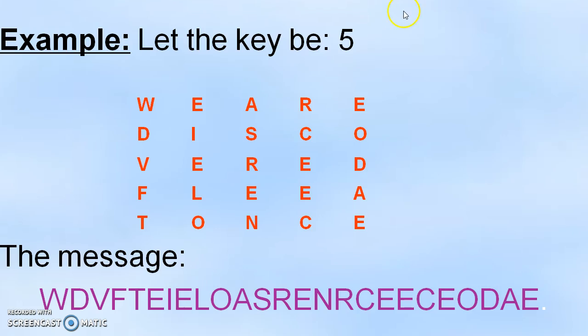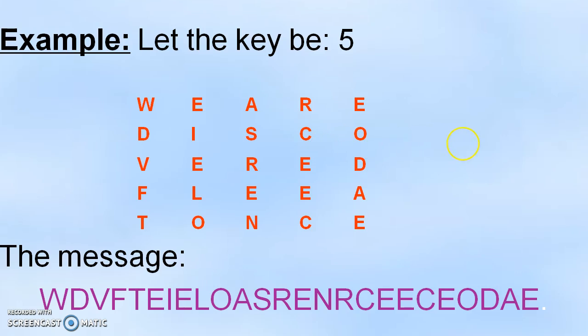So first of all, your plain text is divided into different rows, each row with 5 letters. The ciphertext is obtained by reading this matrix column by column. First you write the first column, then it should be followed by the second column, then the third column, fourth column, and the fifth column. In this way you write the ciphertext. That is the columnar transposition cipher.